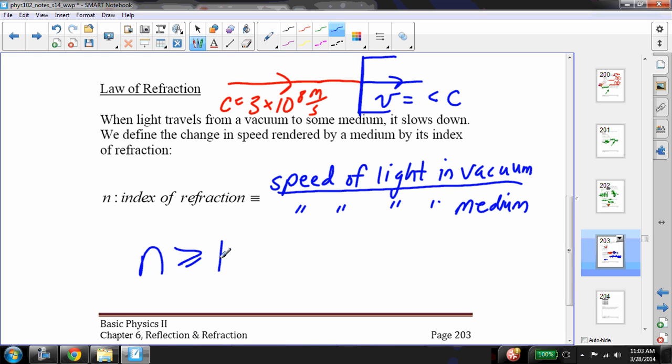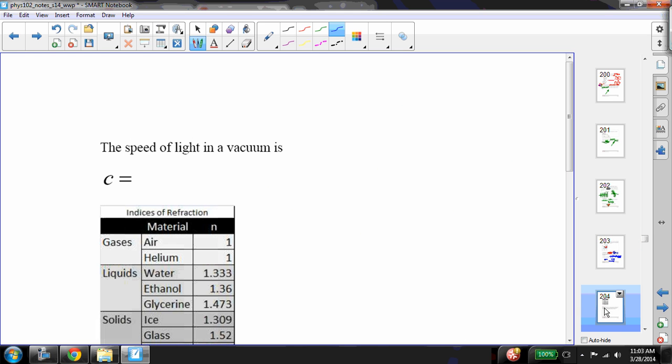Oh, and we can write this also. n is equal to c divided by v, where c is equal to 3 times 10 to the 8th meters per second. The speed of light in a vacuum is 3 times 10 to the 8th meters per second. That number is under the constants part on your equation sheet.